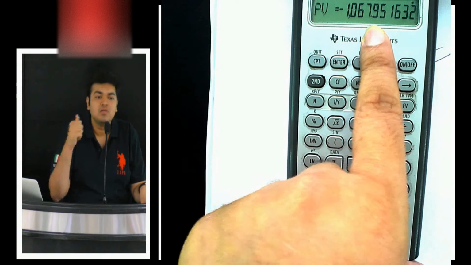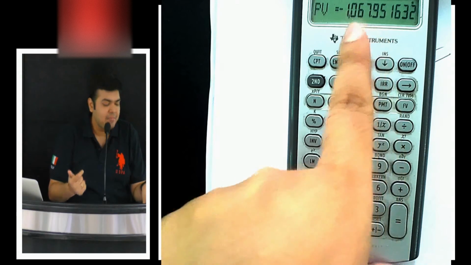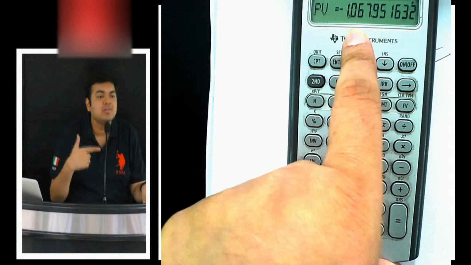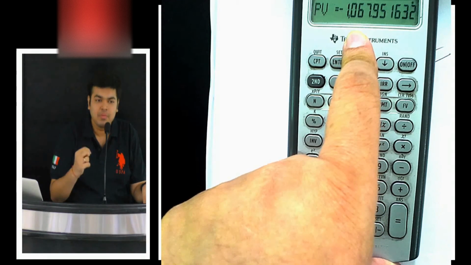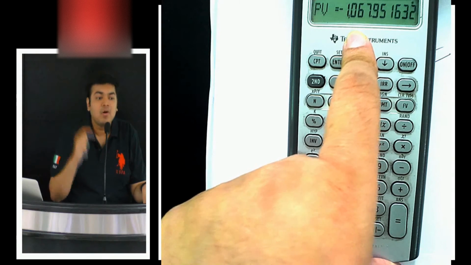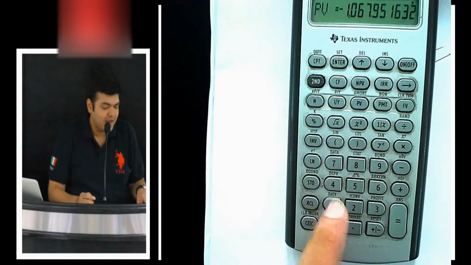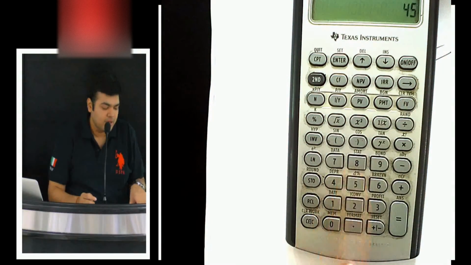So 45 and 1000 is an inflow for me. I place that as a positive sign, and minus 1067 is an outflow for me, because I have to pay this amount to purchase the bond. And from the company's point of view, 1067 would be the positive cash flow for the company. So if I enter 45 and 1000, those would be the negative cash flows for the company.